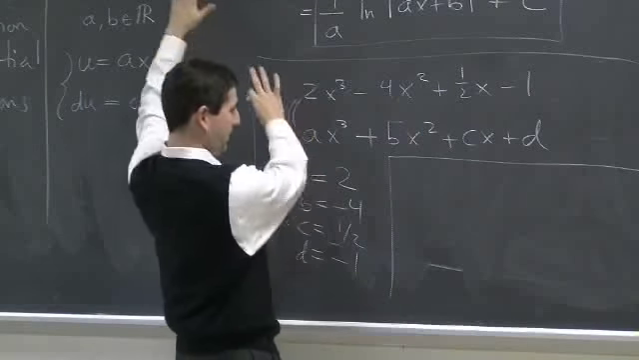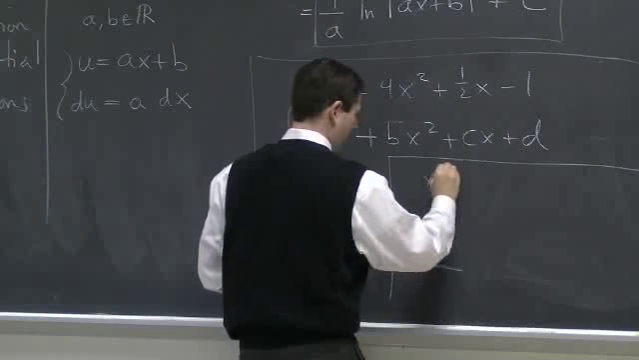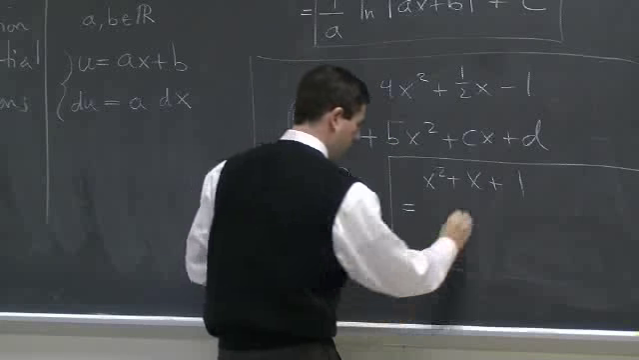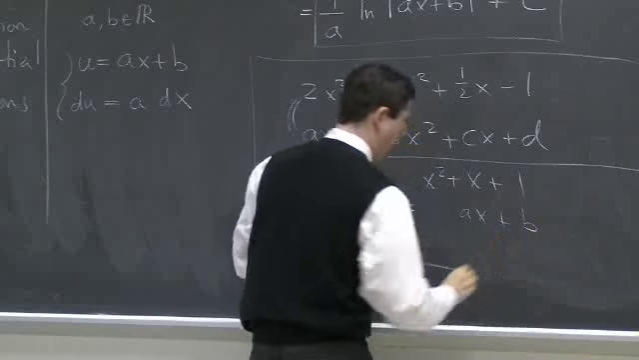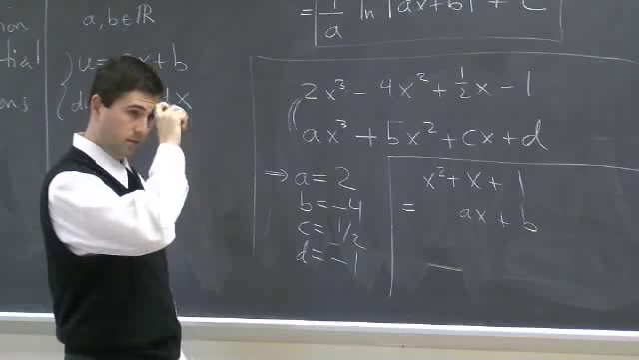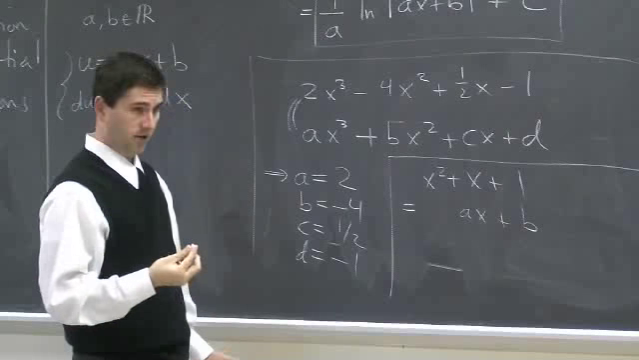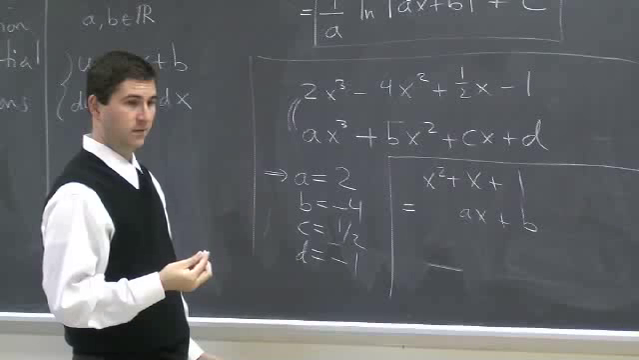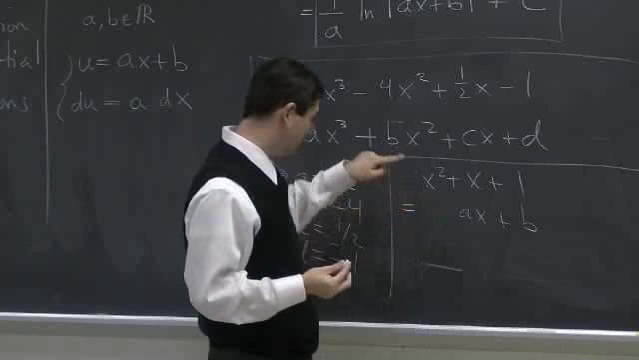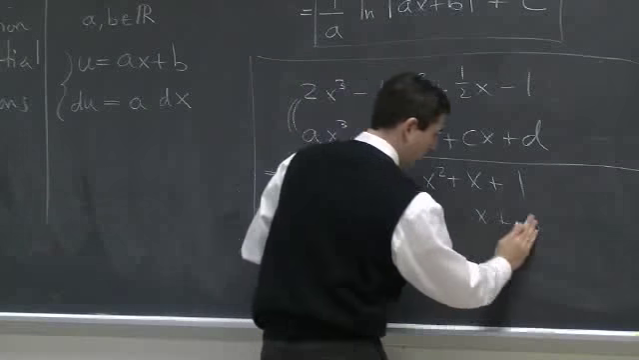Let me give you another example. Let's say I have x squared plus x plus 1 equals ax plus b. Does this make any sense? What's wrong with this expression? It lacks a term, right? It's missing an x squared term, and this definitely has an x squared term. So this can't be the right way to write it.